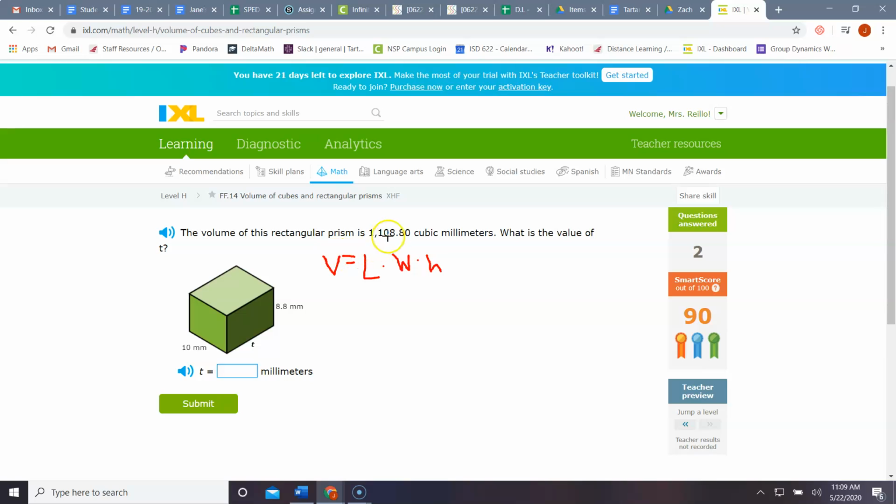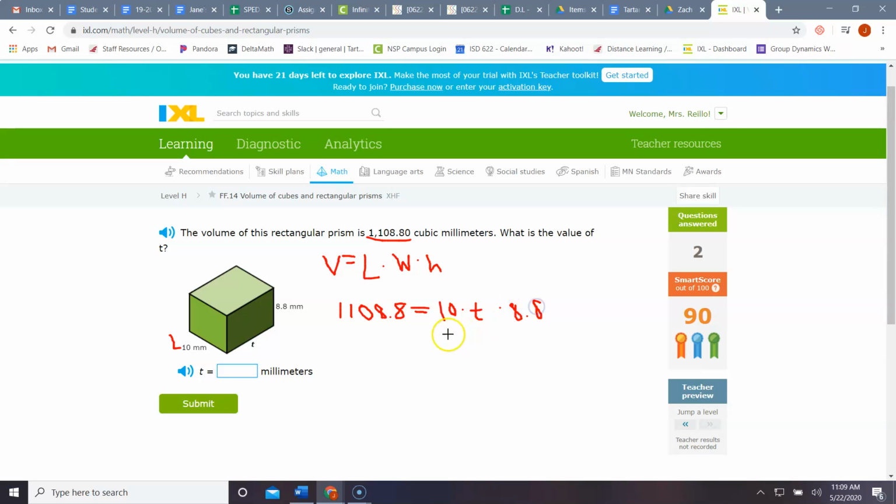In this case, we are given the volume, and we're going to plug that in for our V. So our volume is 1,108.8, and that equals our length of 10 times T, we don't know what T is, times 8.8.